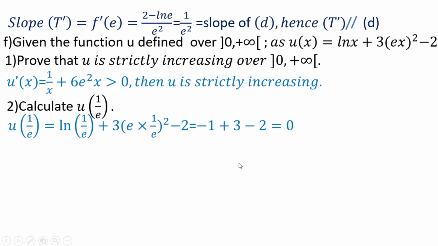It means that 1 over e is the unique root of u of x equals 0. Okay, if we take the equation u of x equals 0, it means that x equals 1 over e, and 1 over e is the unique root because the function is strictly increasing.